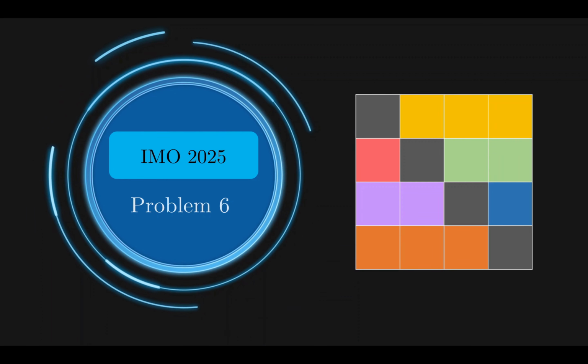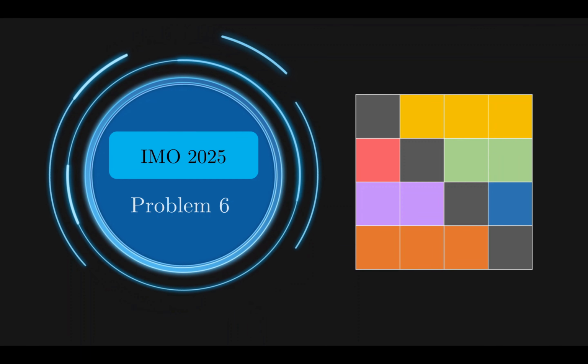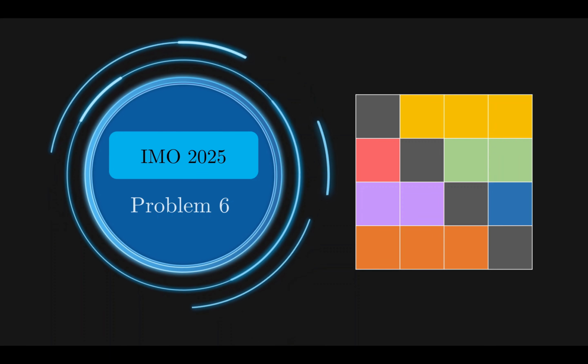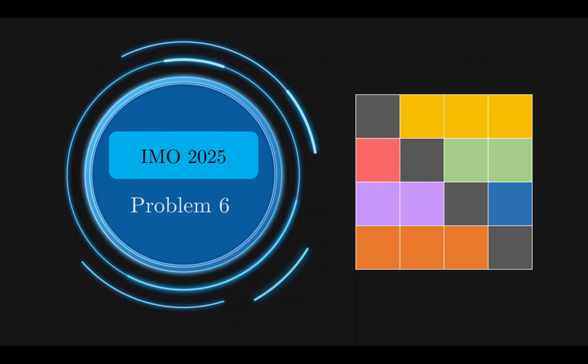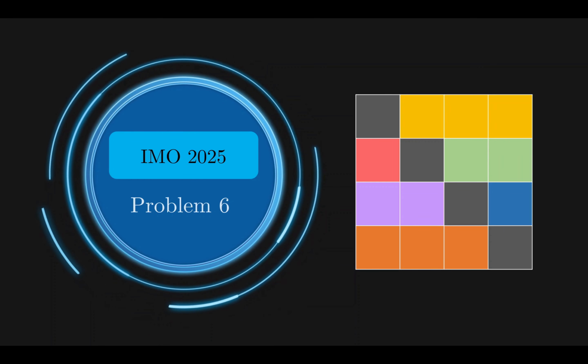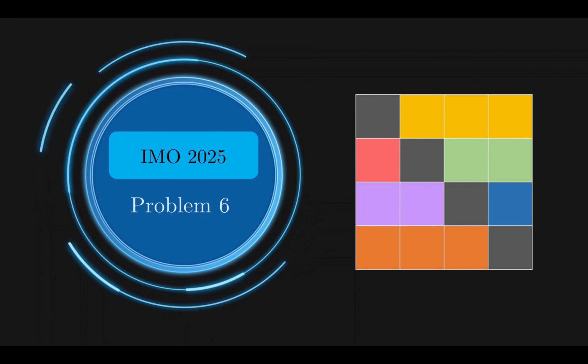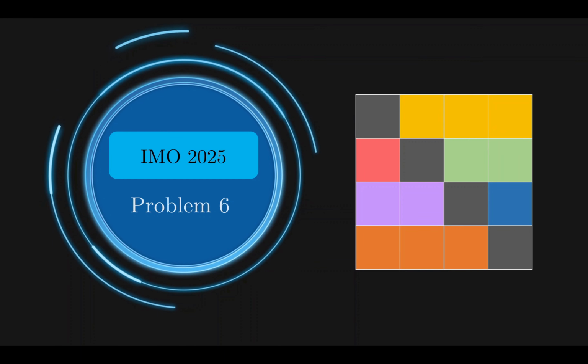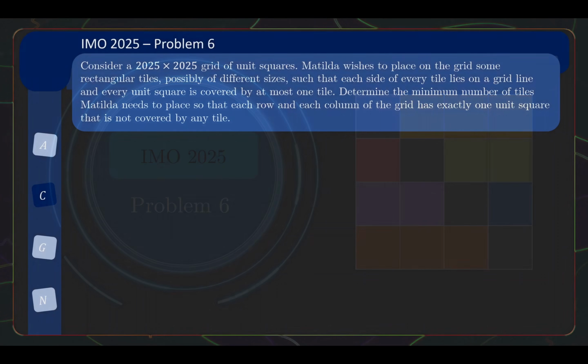So we are finally taking a look at the last problem of the IMO 2025. And while we do have a really difficult yet interesting combinatorics problem, this solution has a lot of pretty diagrams, so I cannot wait to show you the solution. Let's get into the problem statement.